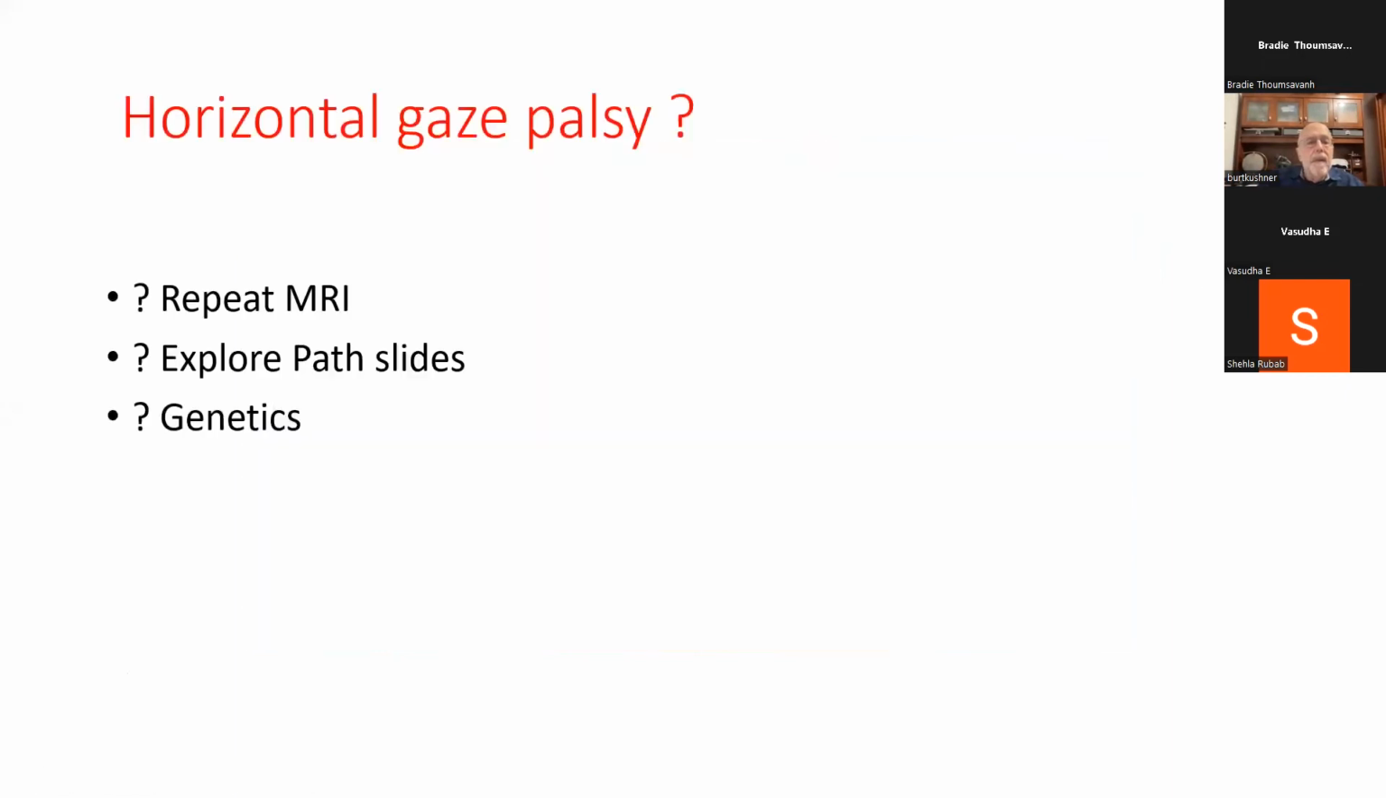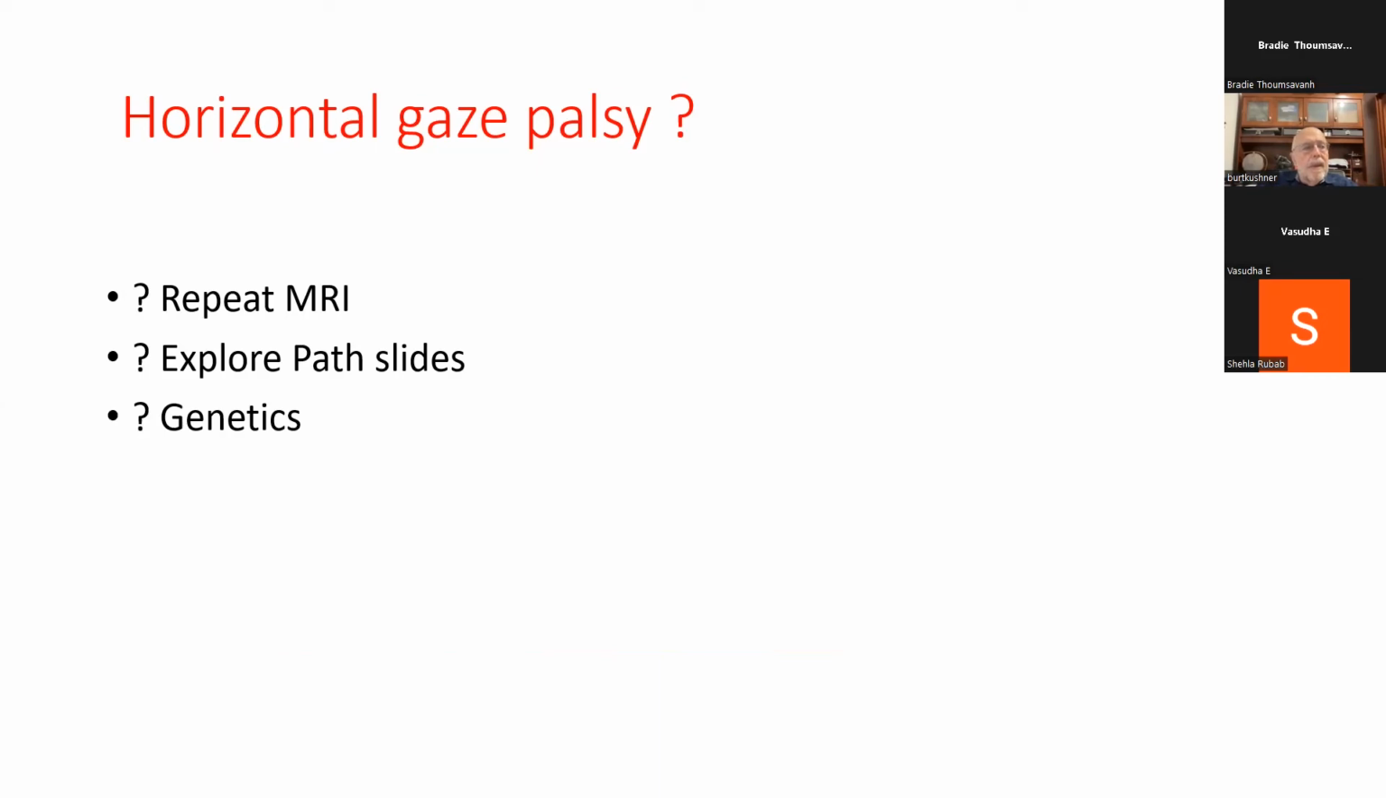Okay, so what started as possible congenital esotropia, then I thought, maybe bilateral rectus palsy. Now looks like horizontal gaze palsy. There's been no sort of retraction, no upshoots, downshoots, nothing else. So I'm at a loss now. Should I repeat the MRI? We had done MRI prior to the first surgery. That was reported normal.